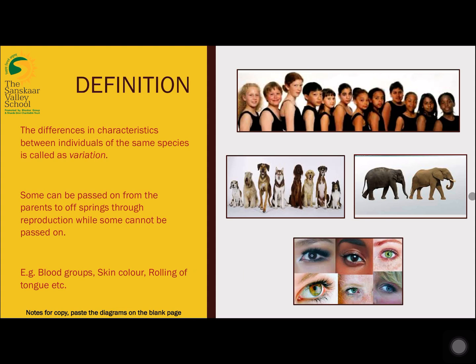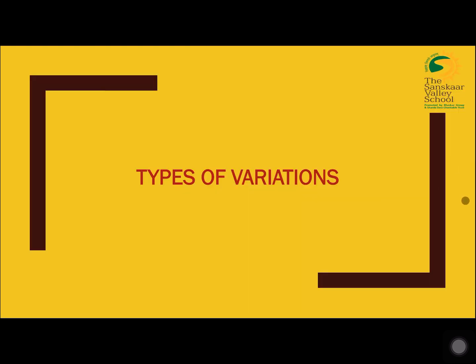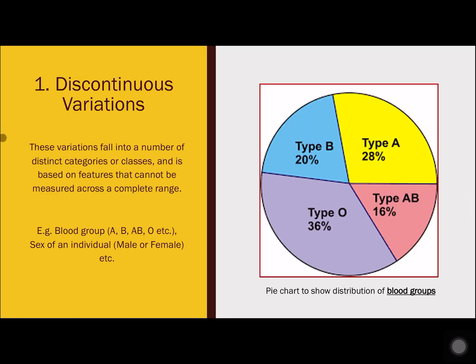So what are the types of variations? Variations are of two types: discontinuous variations and continuous variations. So what is discontinuous variation? These variations fall into a number of distinct categories or classes and are based on features that cannot be measured across a complete range. Example: blood group A, B, AB, O, etc. Sex of an individual like male or female, etc.